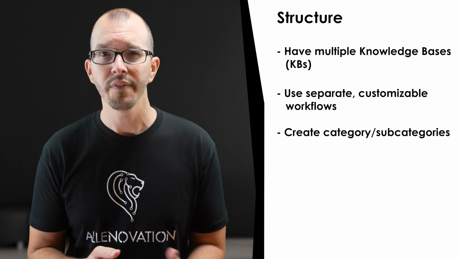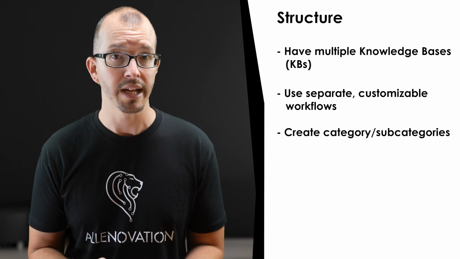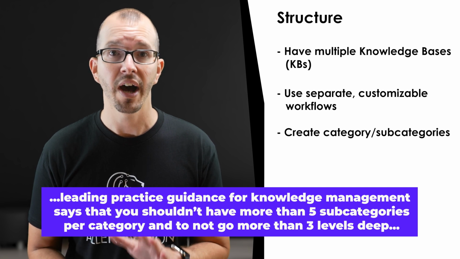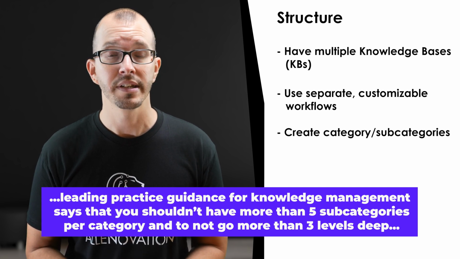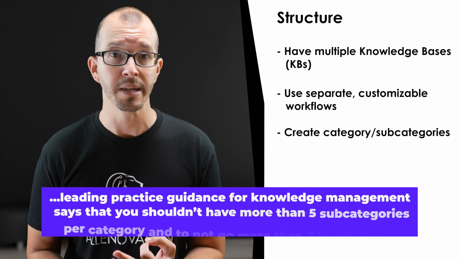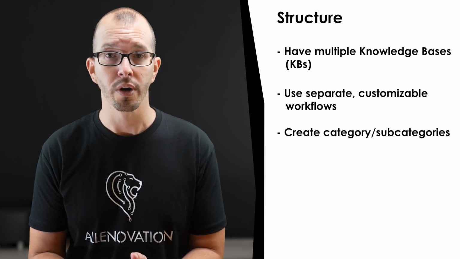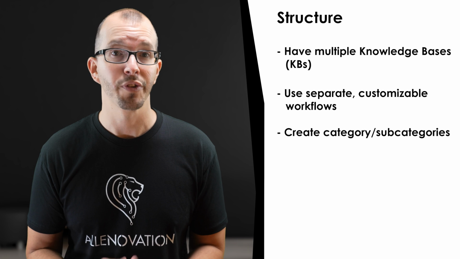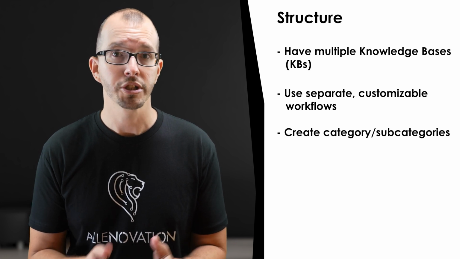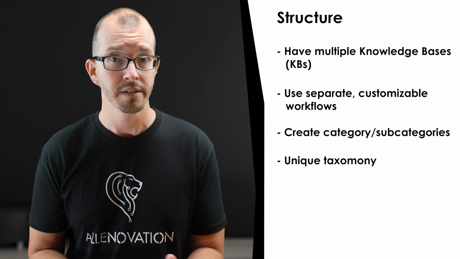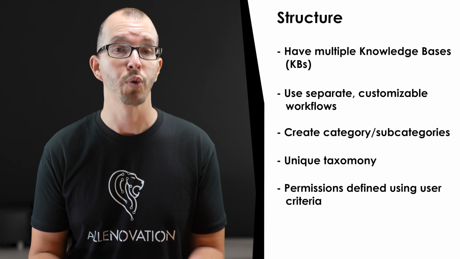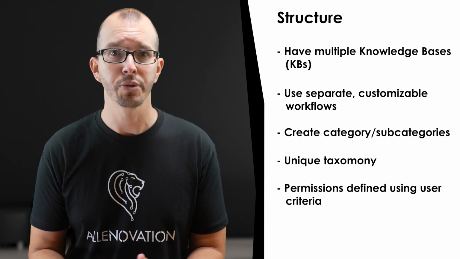Now, while you can have as many categories and subcategories as you'd like, the leading practice guidance for knowledge management says that you shouldn't have more than 5 subcategories per category and to not go more than 3 levels deep, meaning category, subcategory, sub-subcategory, and that's it. Now, back to the list for the structure process. The platform also supports unique taxonomy per KB, and you can set up permissions which can be defined per KB using user criteria. So essentially, each knowledge base can be its own world, so to speak.